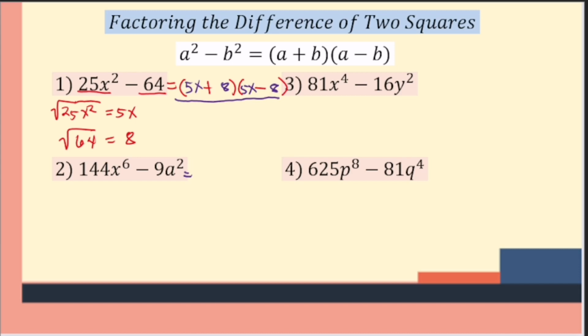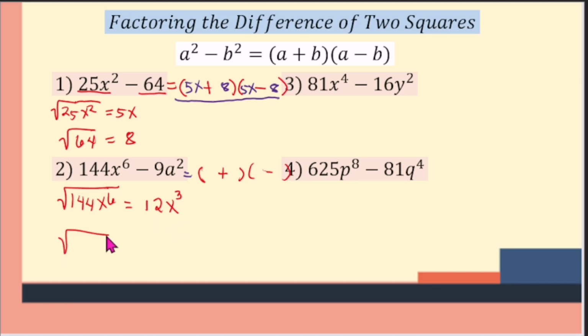Next, we have number 2, 144x raised to 6 minus 9a squared. So, maglagay lang ng dalawang parenthesis, plus and minus sign. Then, kunin yung square root ng first term, 144x raised to 6. Ang square root ng 144 is equal to 12. Ang square root ng x raised to 6 ay x raised to 3. So, meron na tayong first term.